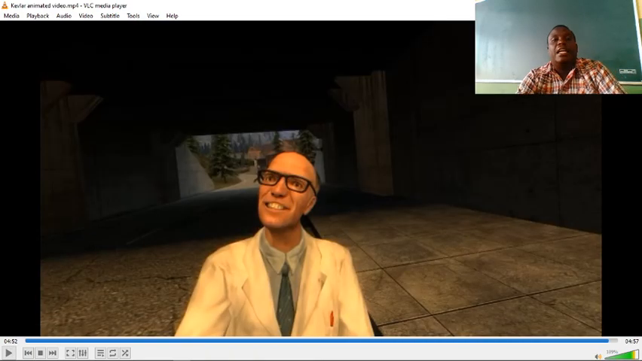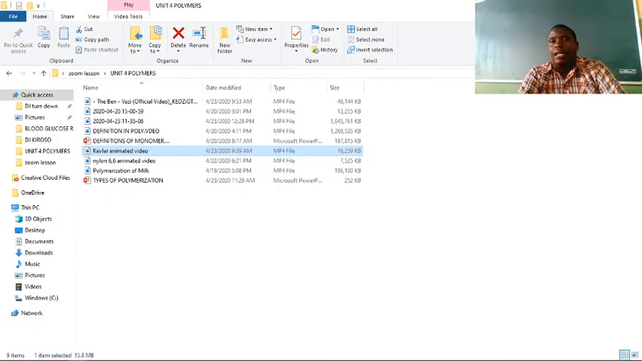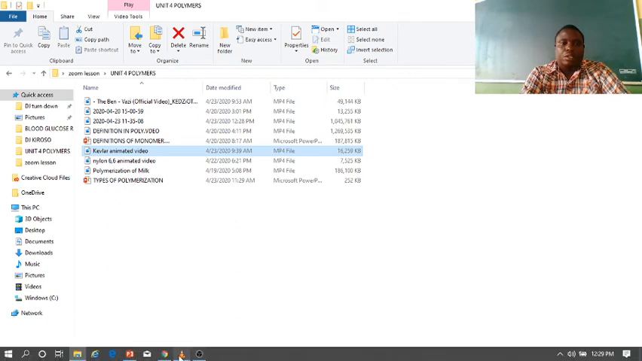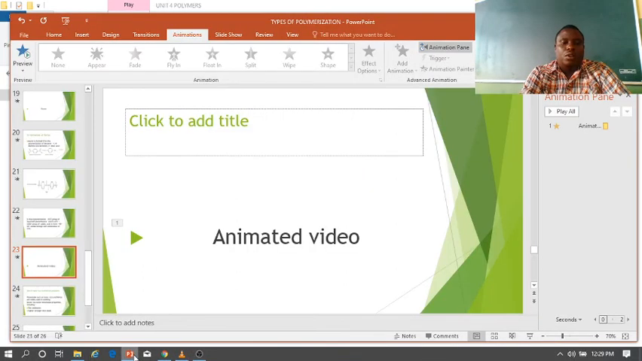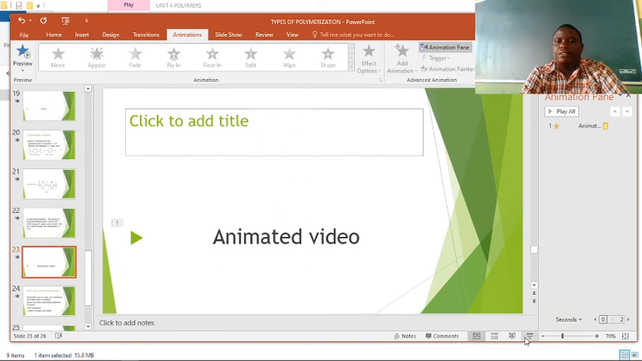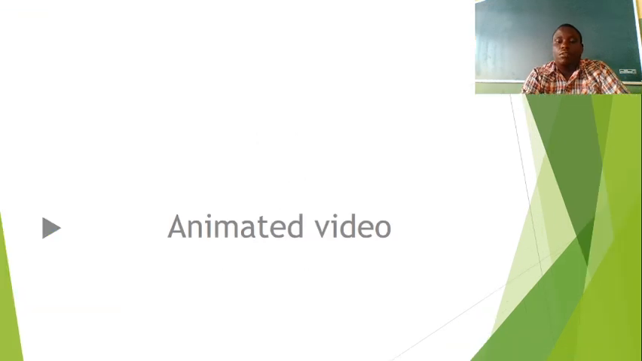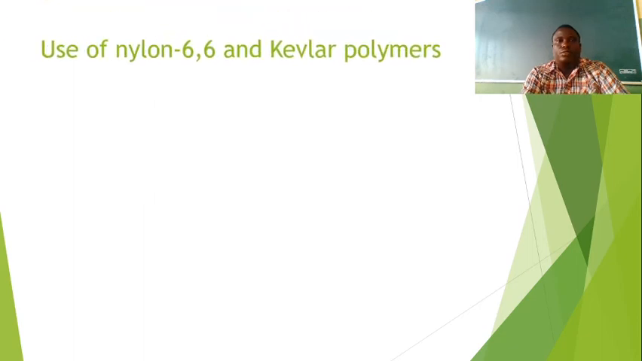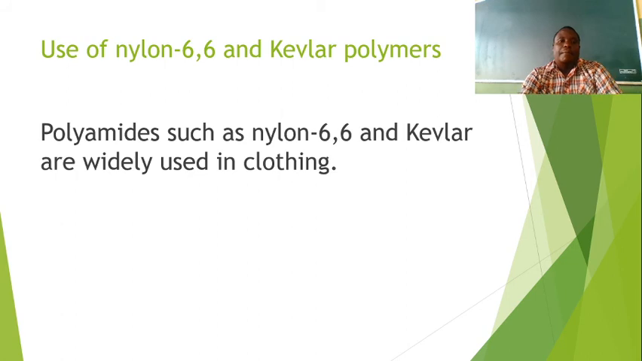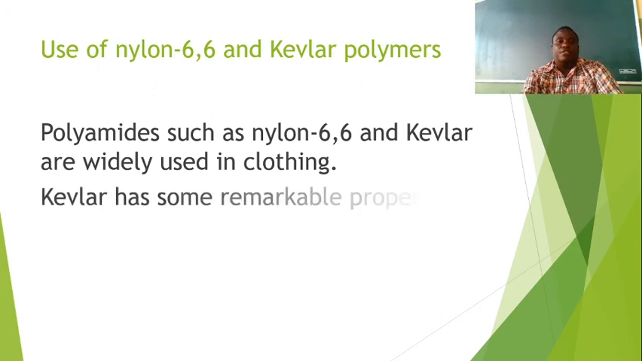So Kevlar is very strong. It's very strong, as you are going to see here in our presentation on the use of those polymers in our daily life. They are very, very strong. And the use of nylon 6 and Kevlar polymer: you will see that polyamides such as nylon and Kevlar are widely used in clothing. Many clothes are made from those polymers.